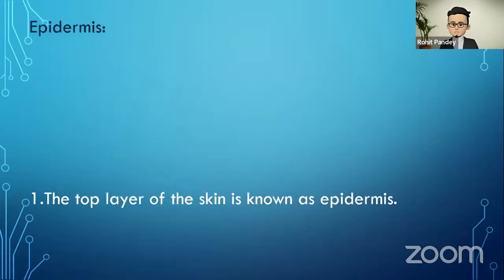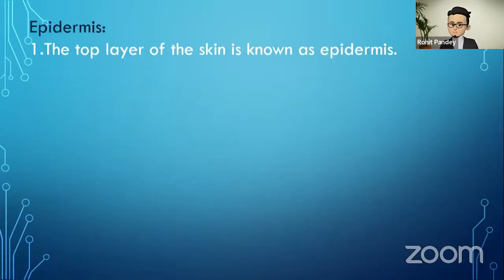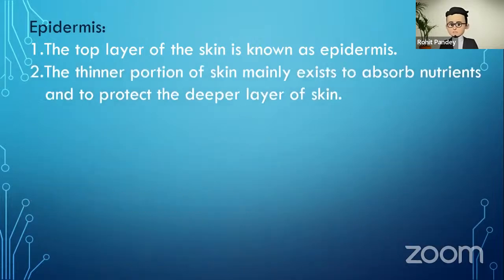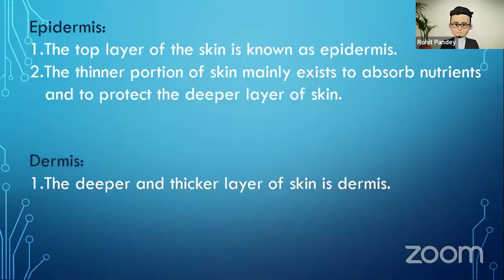I'm giving an overview. The epidermis is the top layer. Epi means upper and dermis is skin, so the top layer of the skin is known as the epidermis. It is the thinner portion of the skin and mainly exists to absorb nutrients and to protect the deeper layer of the skin. The deeper and thicker layer of the skin is the dermis.